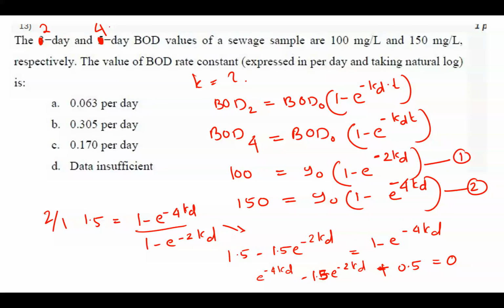Yes. So now you can put this. See this. If you take e raised to minus 2 kd equal to x, then e raised to minus 4 kd is x square. So put this here: x square minus 1.5 x plus 0.5 equal to 0. Then find the value of x. What will be the x value? So it is x square.